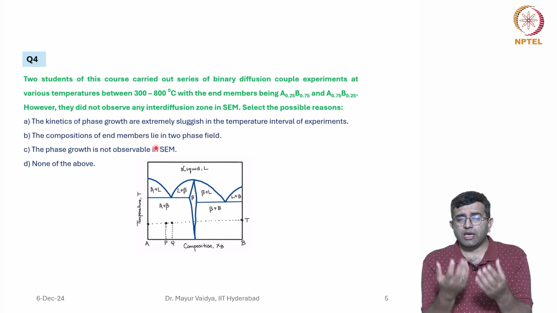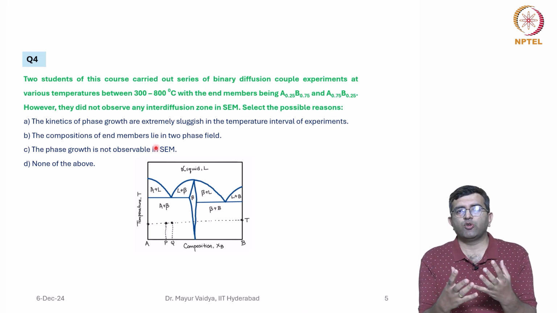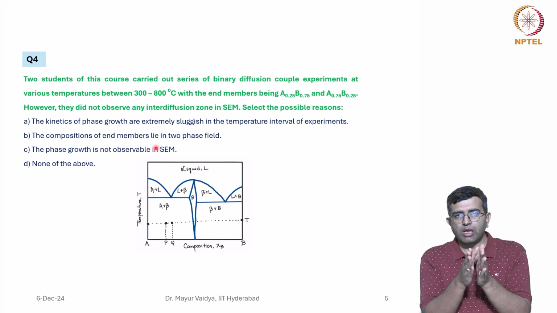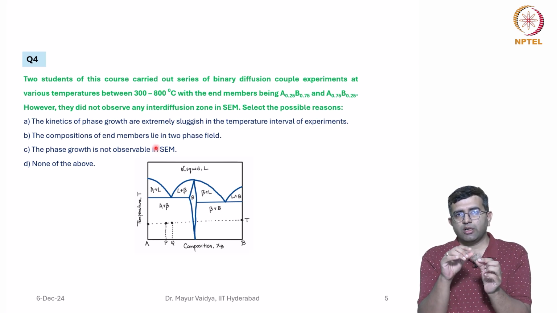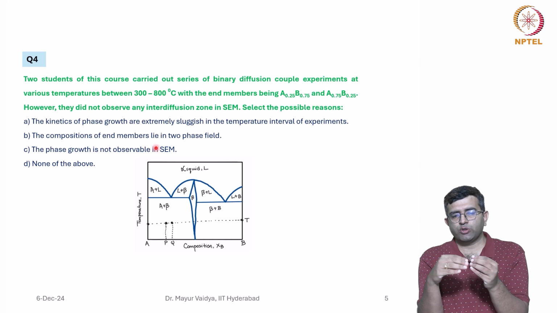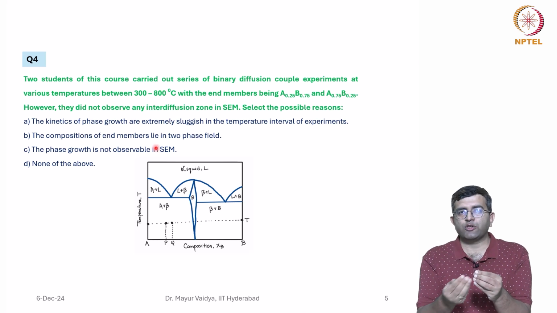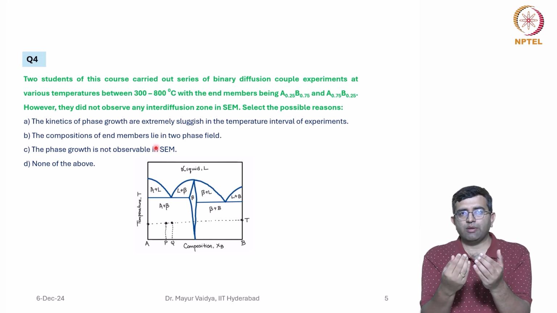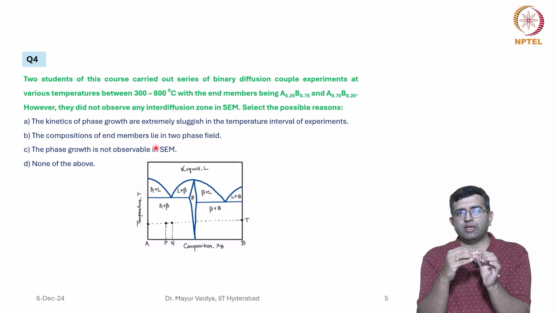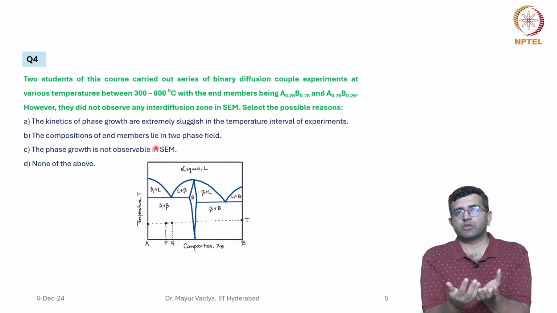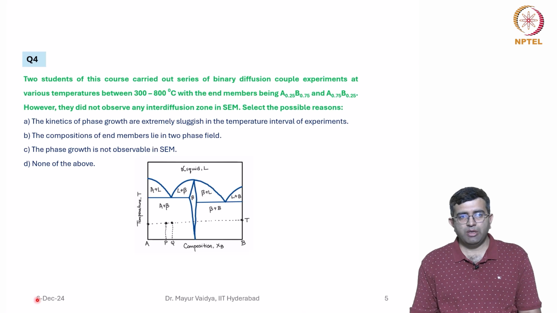So, there are sometimes, in fact, when people do detailed interdiffusion analysis, at the interface people prepare the sample using focused ion beam technique, so that they can put it in transmission electron microscopy. There only they are able to see very thin phases that develop, which may not be observable in SEM. So, in this case, all the options A, B and C are correct.